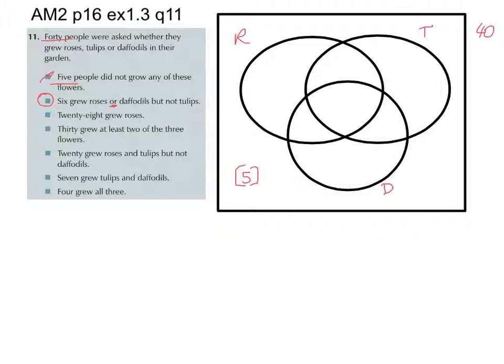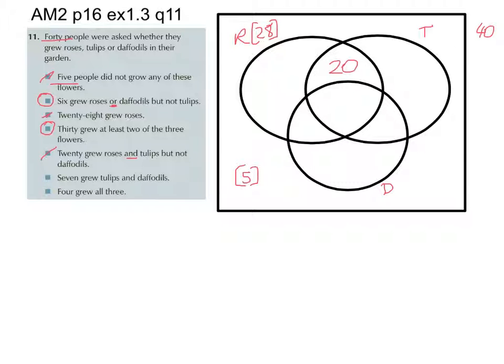28 grew roses, so that's a total of 28 for the entirety of roses. 30 grew at least 2 of the 3 flowers, so that's the intersection sections, so either 2 flowers or 3. Again, we can't do anything with that for the moment. 20 grew roses and tulips, but not daffodils. So and is the intersection. Roses and tulips is this section here, but not daffodils. So it's just this section. So that's 20 goes in there.